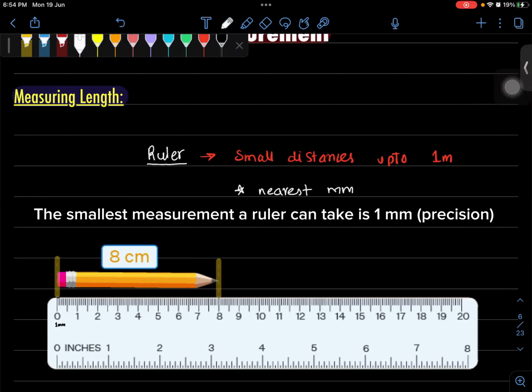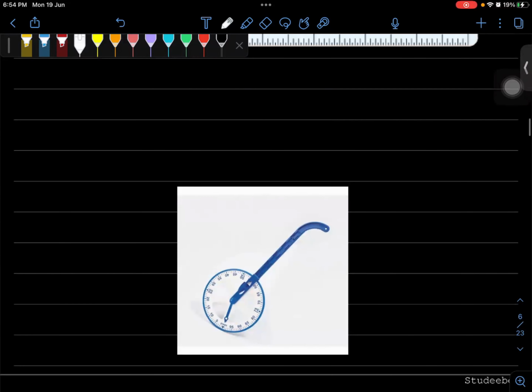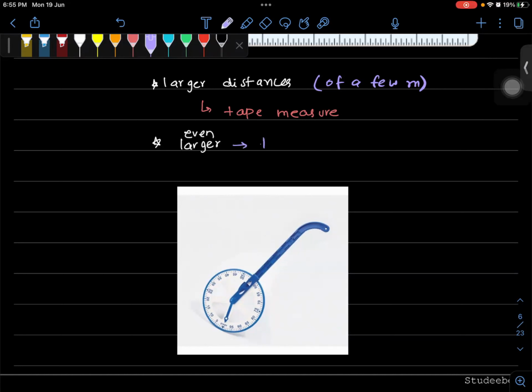All right. अब जब हमने larger distances cover करने होते हैं, जैसे कि up to a few meters, तो हम use करते हैं tape measure. और अगर उससे भी larger distances cover करने हो, तो we use a trundle wheel. Like the one you can see here.